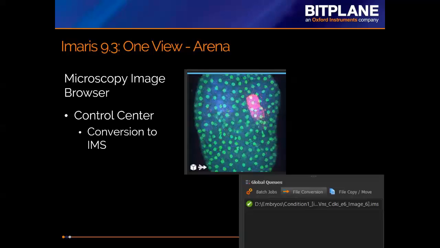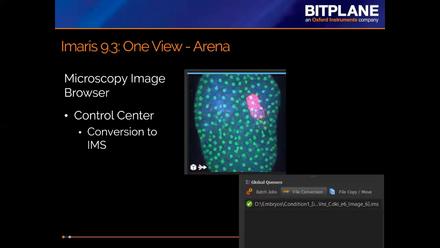We have a free file converter to do that, but we wanted to make it even easier so that you had everything, again, in this one view within Arena. And so we've now integrated the file conversion into Arena. For any of these files, you can highlight them, not just one at a time, but multiple, and you can right-click on them and convert those over into an Imaris file. And then from there, you can open it up and go into Imaris.